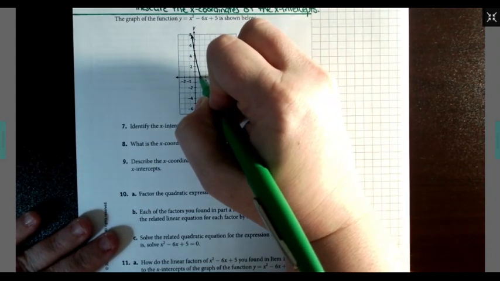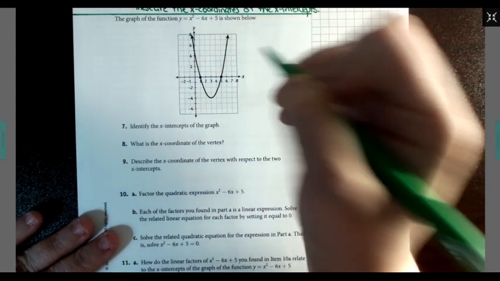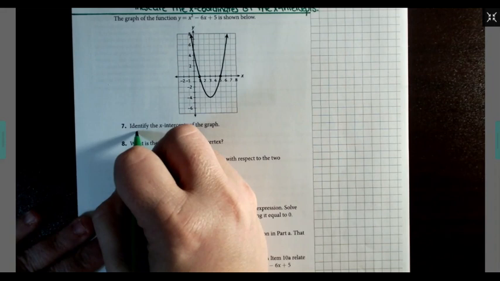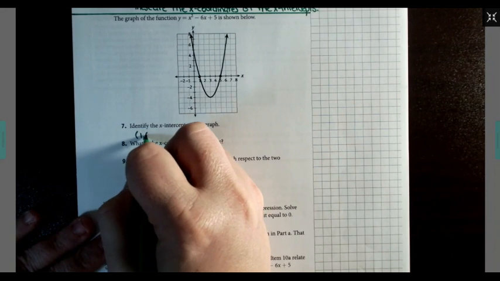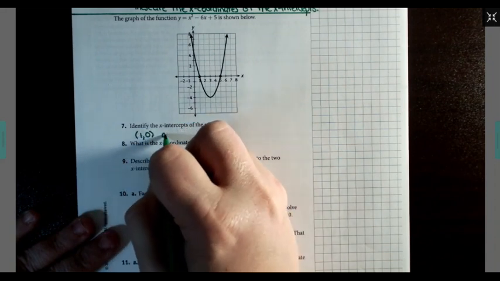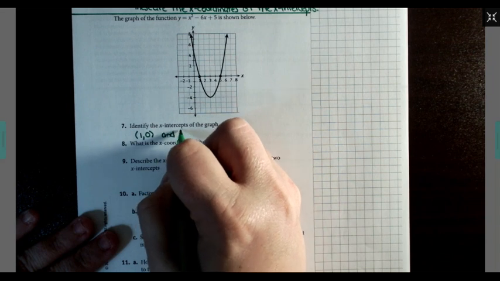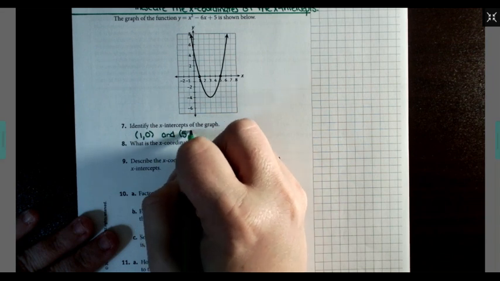Now remember, x-intercepts are ordered pairs. So these would be 1, 0, and 5, 0.